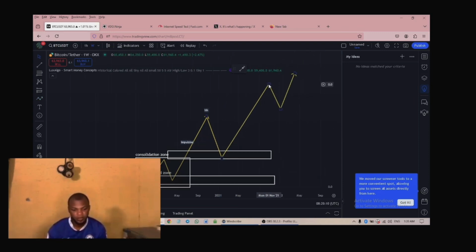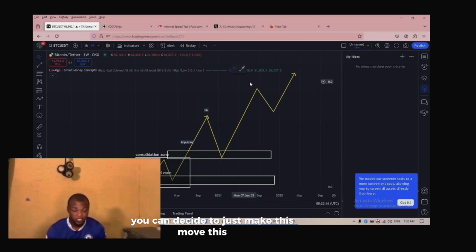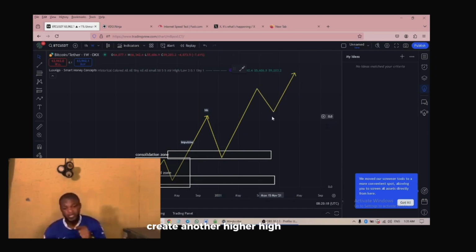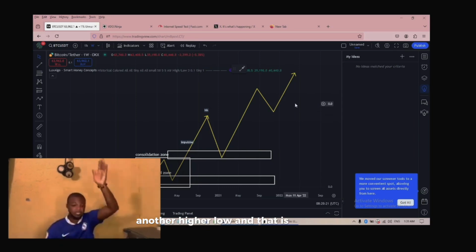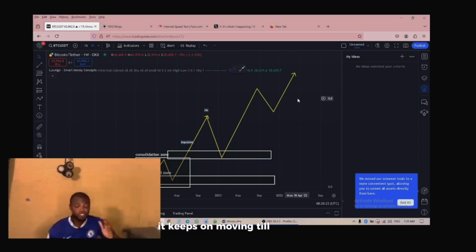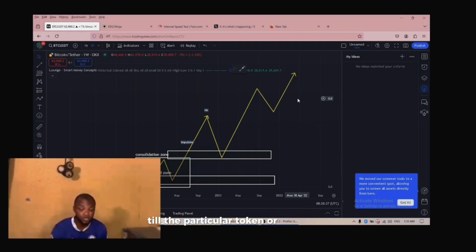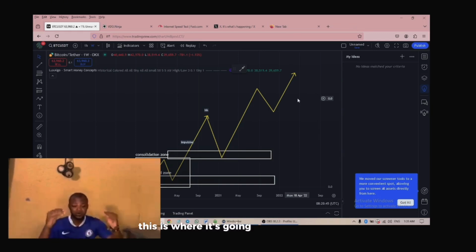Continuously, you can decide to just make this move this way, create another higher high, another higher low, and that is the end of the story. It keeps on moving till the buyers have stopped buying, till the supply is now more than demand, till the particular token or product is now more than the people buying. That is when you see that okay, this is where it's going to stop.